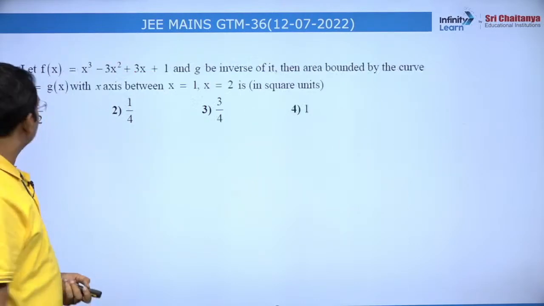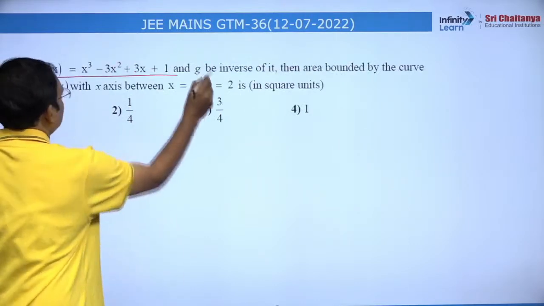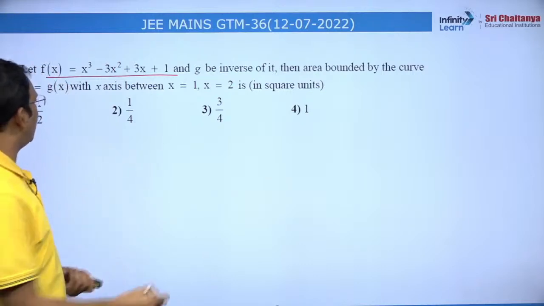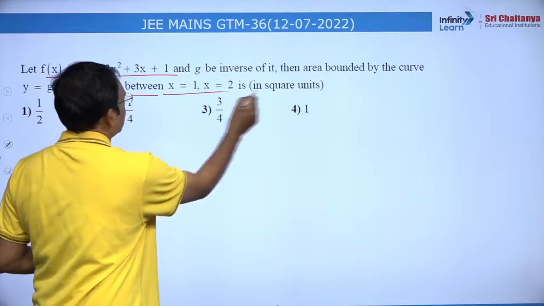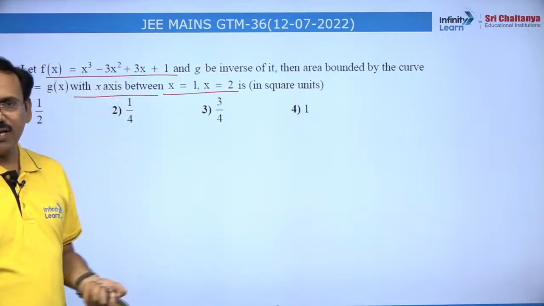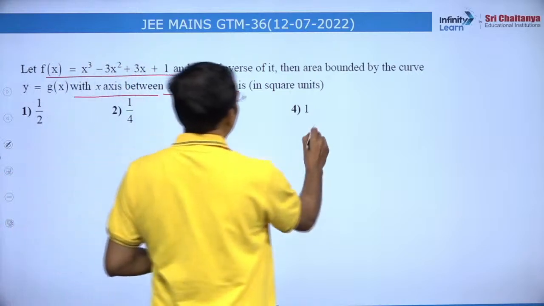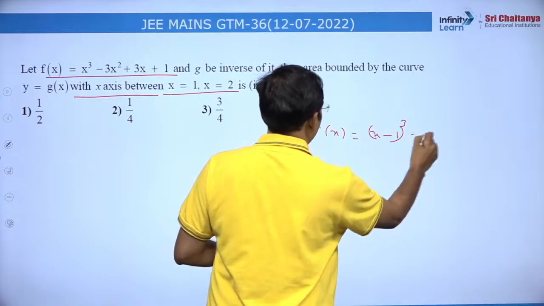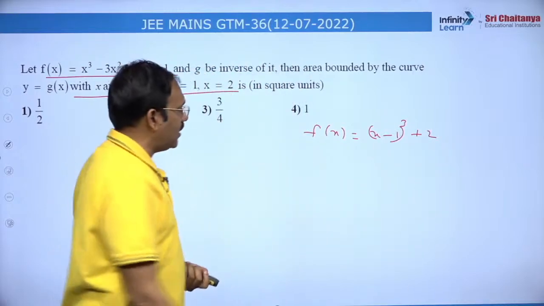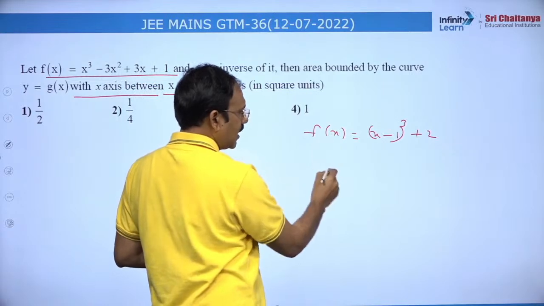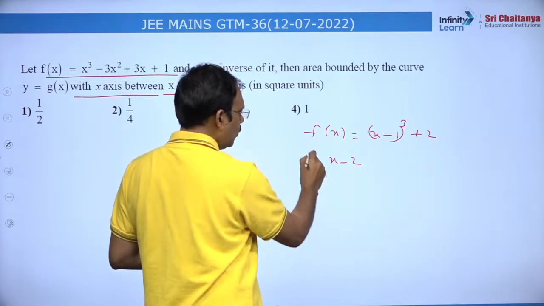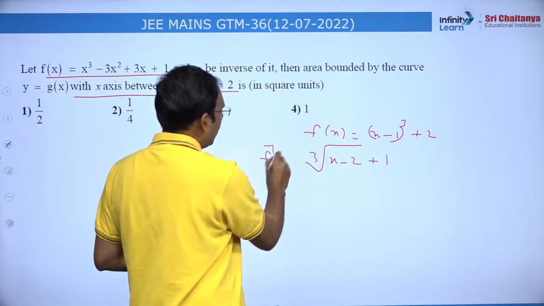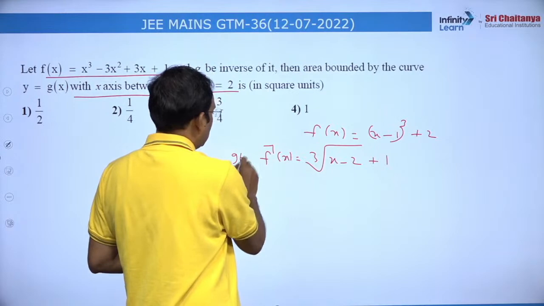Okay. Next, f of x is given, find the inverse of it and the area bounded by the curve y is equal to g of x with x axis between x is equal to 1 and x is equal to 2. This question can be done in two ways. You can observe the function f of x is x minus 1 whole cube minus 1 plus 2. Can you find its inverse, my dear friends? Take it as y, x minus 2 and cube root of this plus 1. This is going to be f inverse of x. Let us call it g of x.